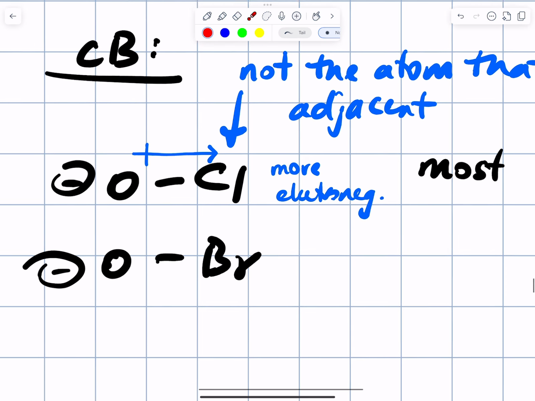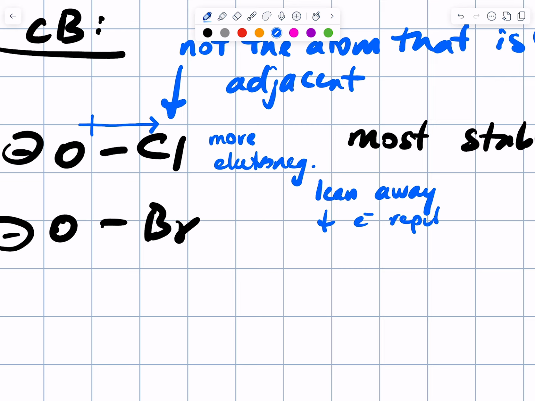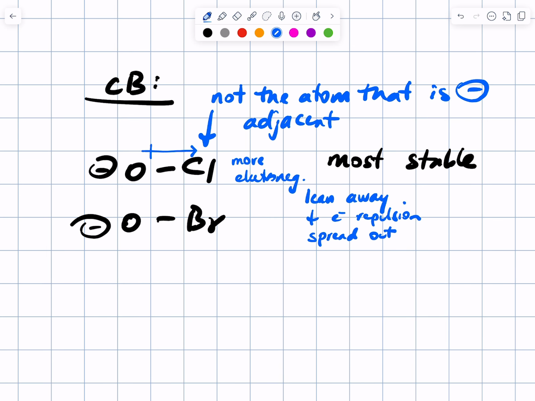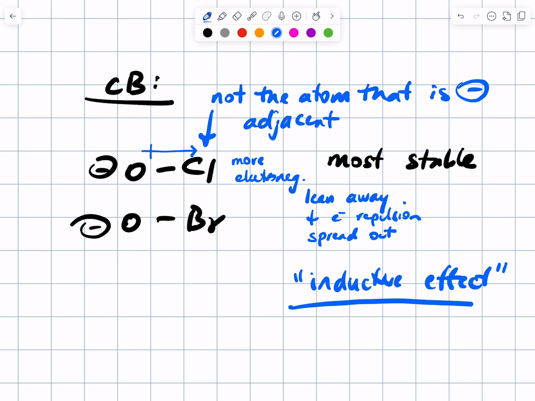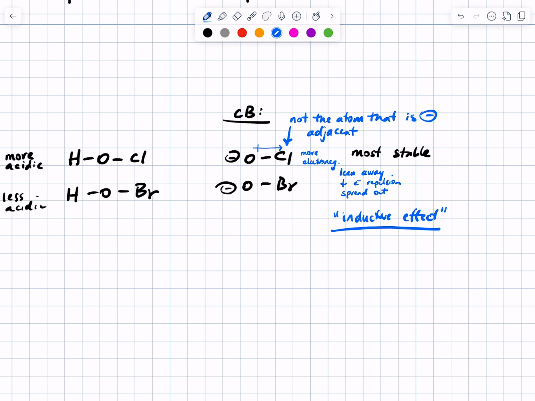Okay. If chlorine is more electronegative, it is more able to allow the electrons in the oxygen-chlorine bond to lean away from the oxygen, and that should decrease electron repulsion with the negative charge on the oxygen, and that should also allow the negative charge on the oxygen to spread out. We call this tug of war of electrons due to electronegativity the inductive effect. It's not because of the difference in the electronegativity of the atom that is negatively charged, but it's a difference in the adjacent atoms and how they affect the electron density of the molecule.